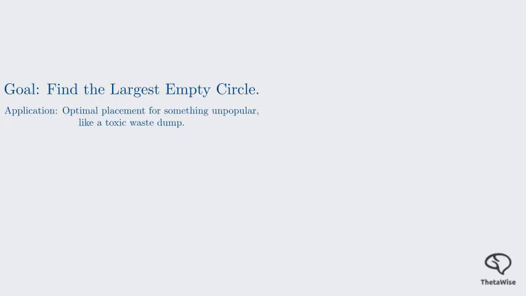Imagine a city with several towns. You need to build a new facility, like a rubbish dump, but you want to place it as far as possible from the nearest town. This is equivalent to finding the largest empty circle whose center is the optimal location, and whose radius is the maximum possible distance to the nearest town.